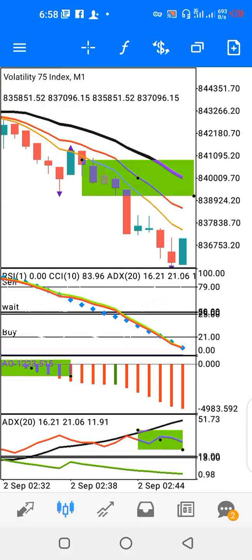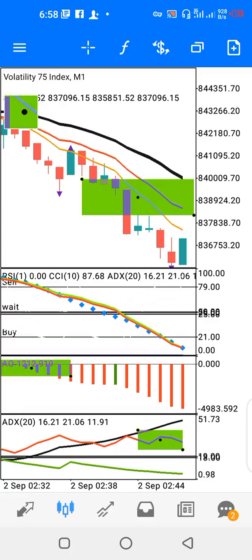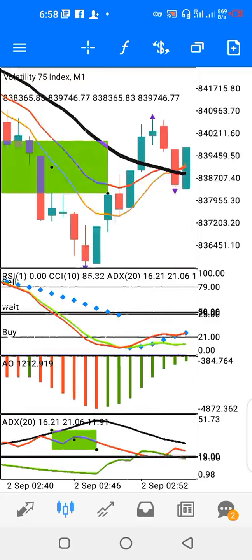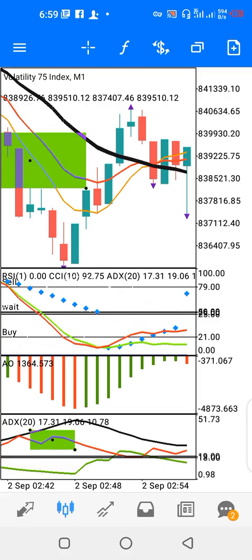Don't forget, this is the 1 minute time frame. It's just for you to scalp a few pips and then wait for another opportunity to scalp a few pips. So that's basically how this strategy works. It's a very good strategy. Make sure you backtest the strategy before you go live.